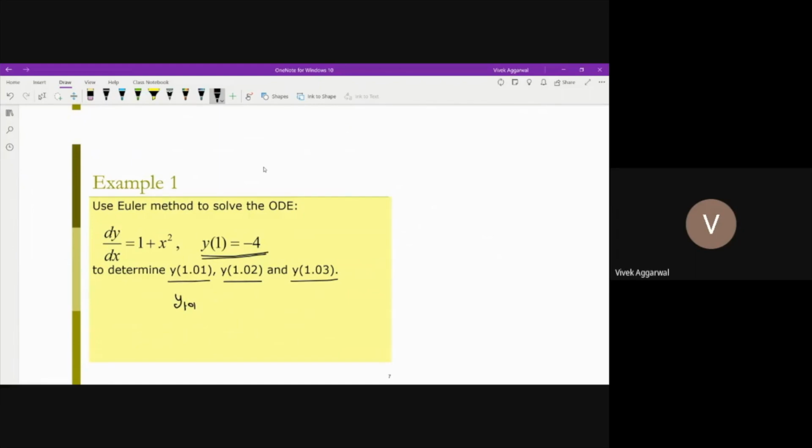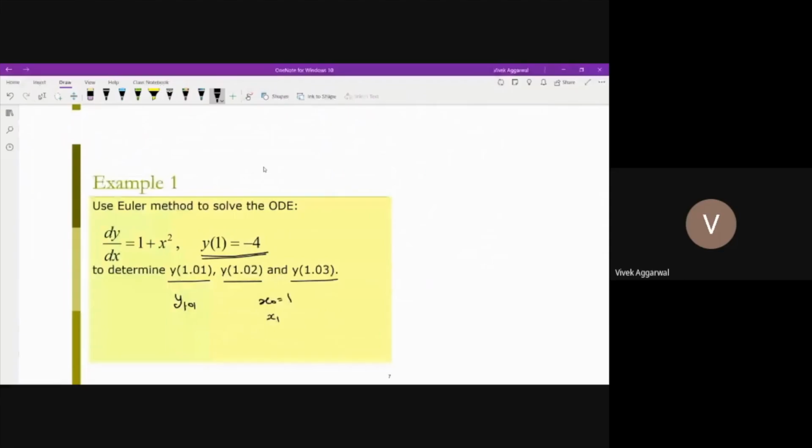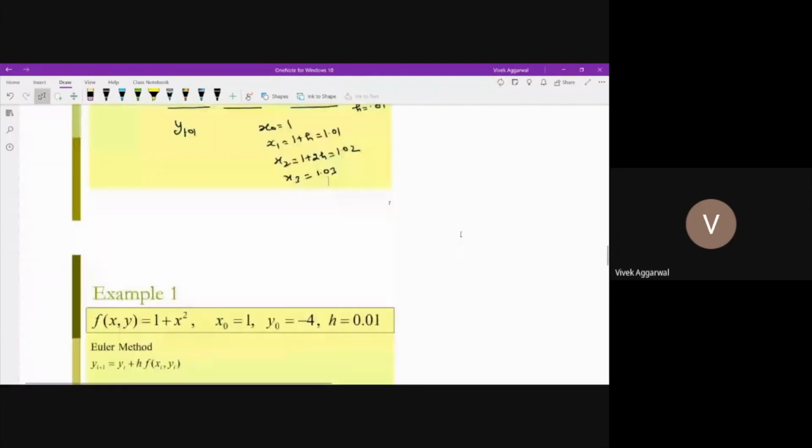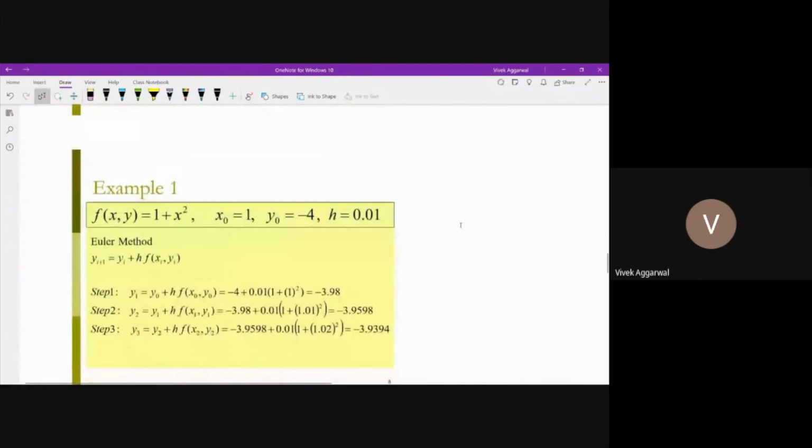So now I start with my x0, which here is 1, and my x1 I can take as 1 plus h, so h is 0.01. Then it becomes 1.01. Then x2 becomes 1 plus 2h, so it is 1.02. x3 is 1.03, like this one. So here we are able to apply the Euler method.